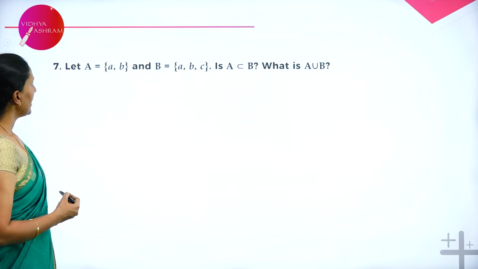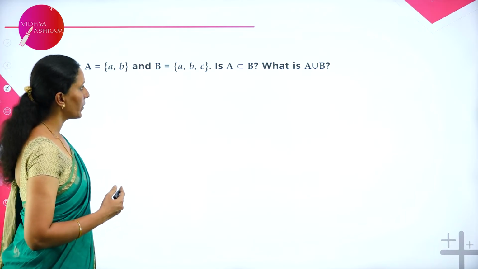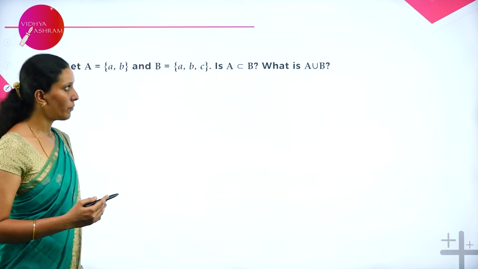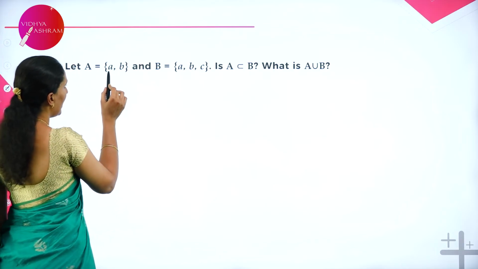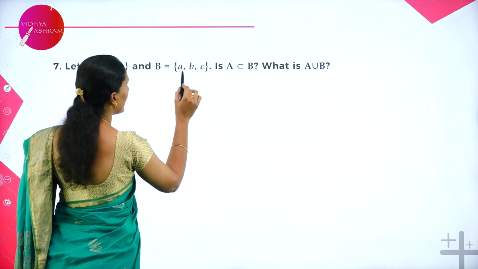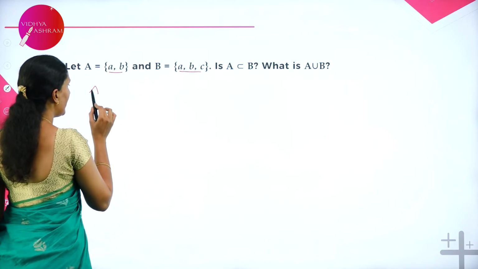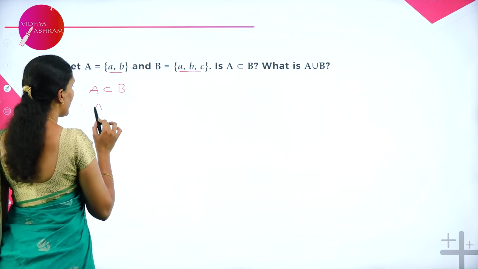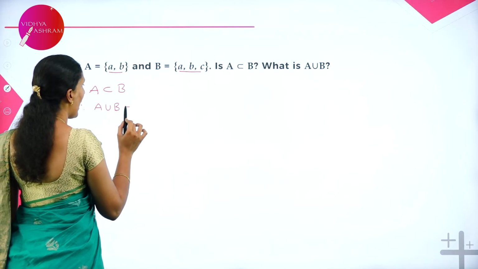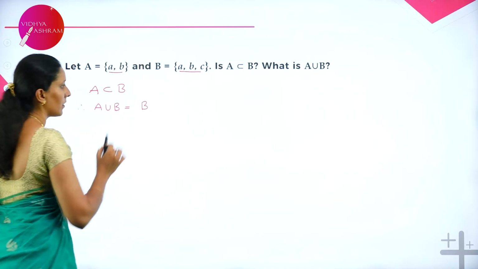Next, let A equal {a, b} and B equal {a, b, c}. Is A a subset of B? What is A union B? Clearly, you can see here elements a and b are in set B. So, therefore, we can write A is a subset of B. Therefore, I can write A union B as B.